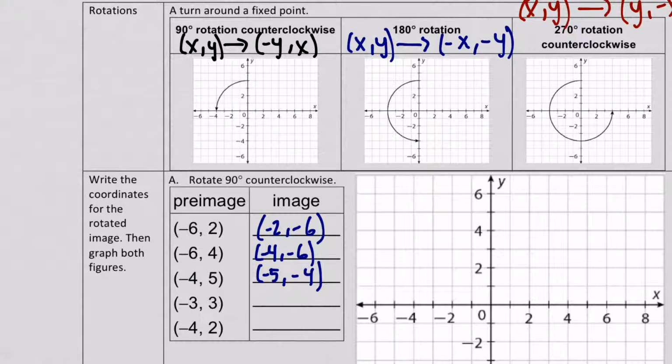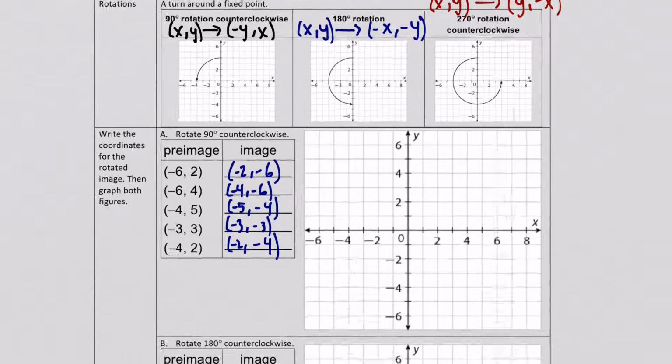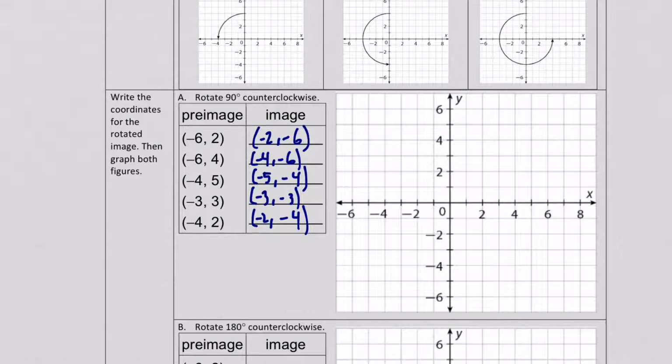Let's do it again. -3, 3. Change the sign of the y. That means -3. Bring it to the front. -3, -3. Last one. -4, 2. Change the sign of the y. That means -2. Bring it to the front. Send the other one to the back. So it's -2, -4. And what we need to do now is plot them all so we could draw our shape.